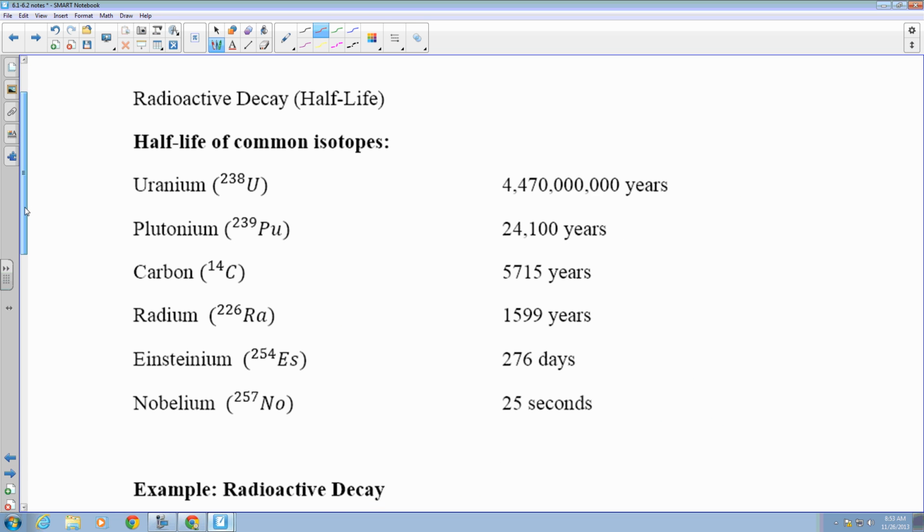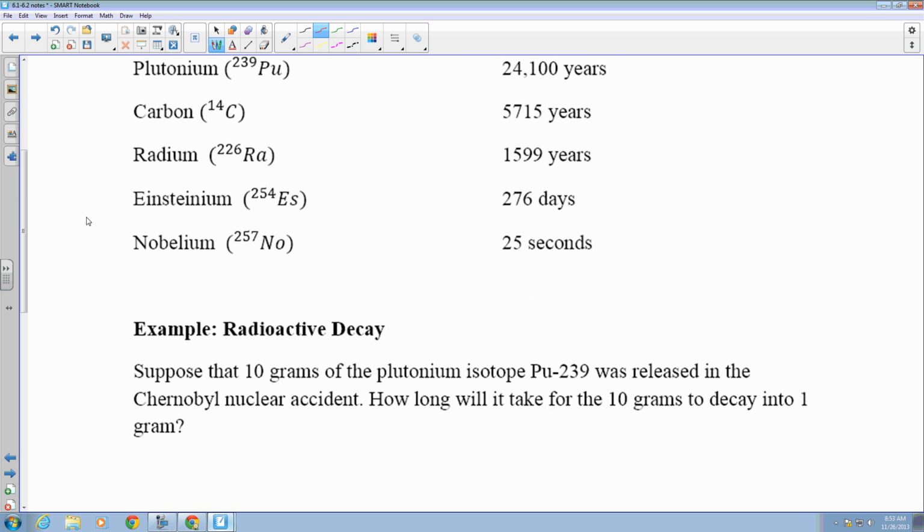Here's the half-life of a bunch of different isotopes, and this would be given to you in a problem, but this is just something for you to use for your homework. If we have 10 grams of plutonium and it was released in the Chernobyl nuclear incident, how long will it take for the 10 grams to decay into 1 gram? So if we start with 10 grams, that's your C. So we already have y equals 10e^(kt).